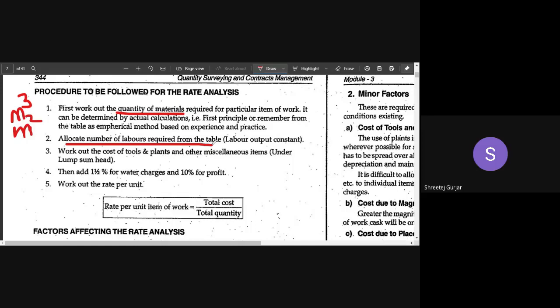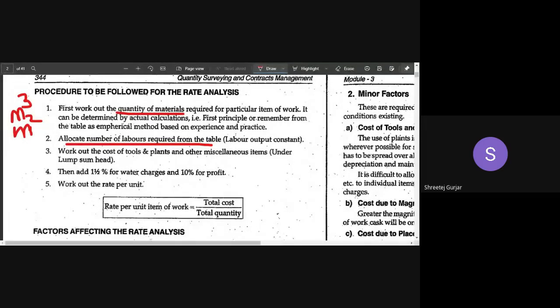We have various kinds of labors available, and for a particular work we need a particular type of labor, so we need to properly allocate labor. If excavation is going on in your site, and you call mason, head mistri, and mazdoor, all those people, then only mazdoors are required, all the others will have no work, so it will be a loss for the contractor. So you have to allocate proper labor depending upon what type of work is going on in your field that particular day.